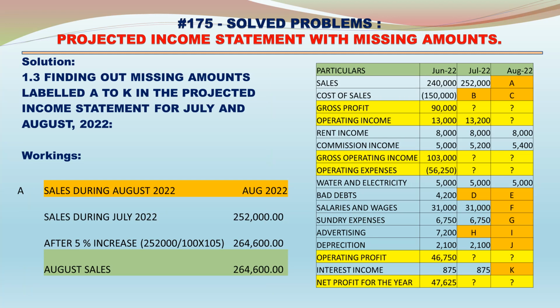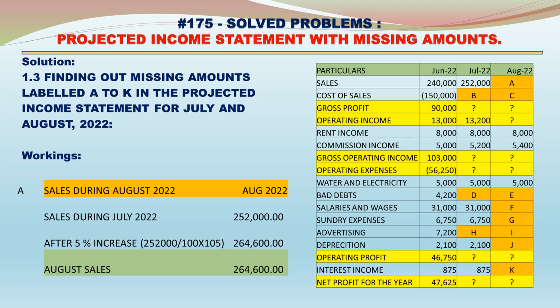Solution 1.3. Finding out missing amounts labeled A to K in the projected income statement for July and August 2022. Workings. For A, sales during August 2022. Sales during July 2022 is 252,000. After a 5% increase, 252,000 by 100 into 105 is equal to 264,600, the sales for August.